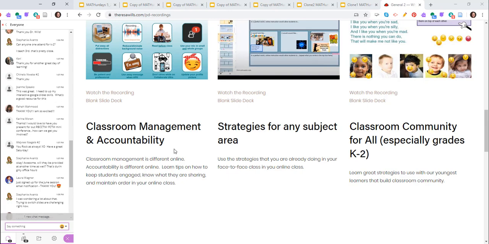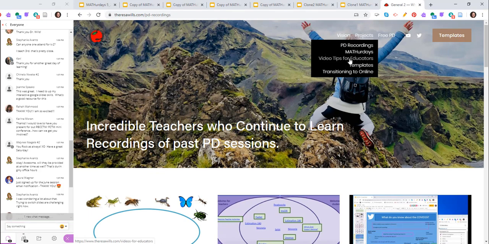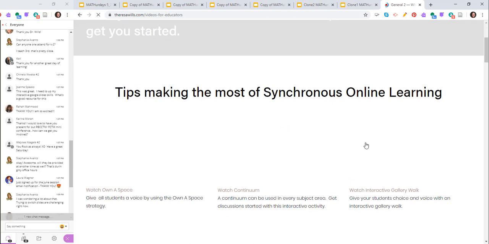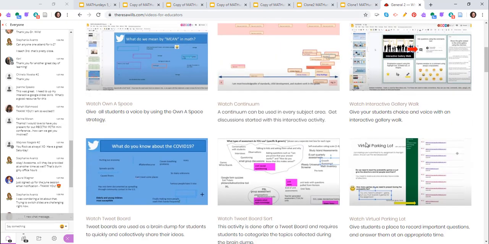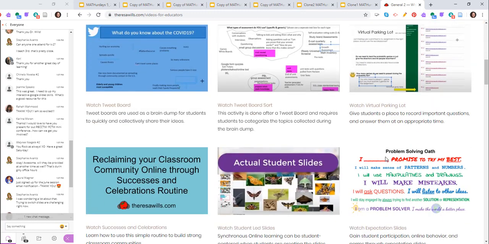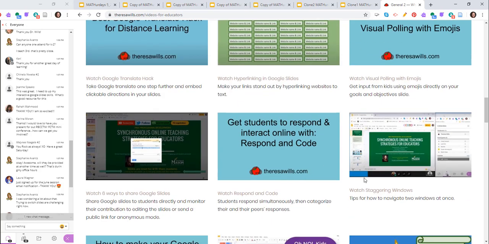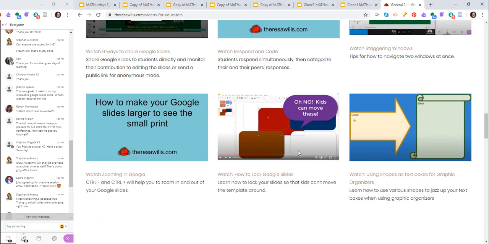Joanne asked about skills for Google Slides. If you head over to my website, there's these options, tips for educators, and pretty much I just learned how to hack the slides. So the first couple things are tips for giving students a voice in online learning. And then I've got some Google Slide hacks, like how do you have it do a read aloud for students? How about read aloud in other languages? Or how do you use things like staggering windows, different ways of sharing Google Slides?